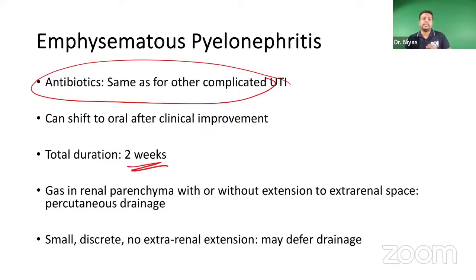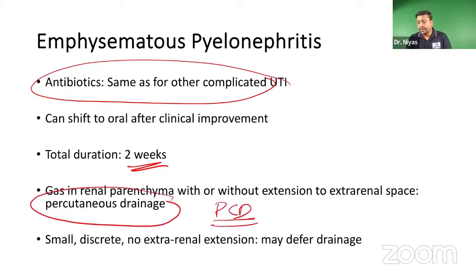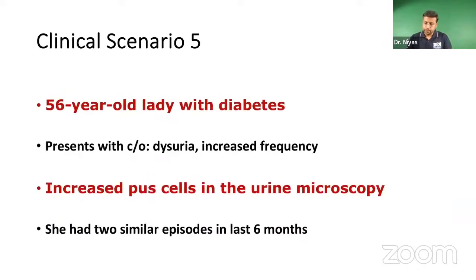Again, if the patient has gas in the renal parenchyma and it's extending to the extra-renal space, a percutaneous drainage should also be done in addition to the antibiotics. That is very important. If the emphysematous necrotic tissue is in a large amount, you should do a percutaneous drainage. Unless it's a very small, discrete area of air, there you can treat it with antibiotics alone. But in most cases, you do a percutaneous drainage also.